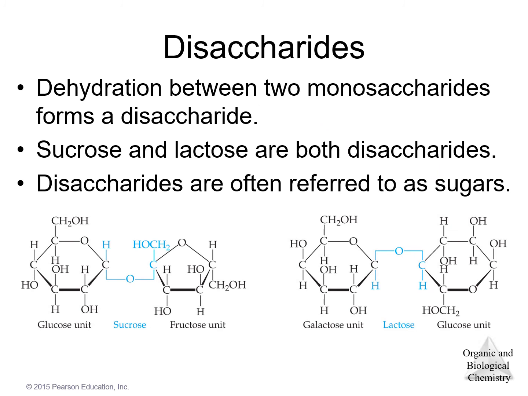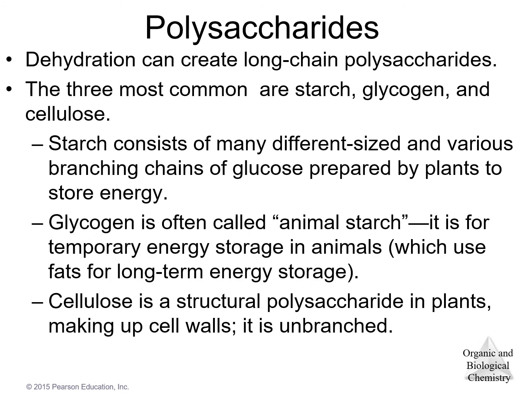You got disaccharides, and that's dehydration between two monosaccharides creates a disaccharide. So sucrose and lactose are disaccharides. Now, disaccharides are often referred to as sugars. And like I said, we talked about this a lot in detail in biochem. Now you got polysaccharides, and if you dehydrate more, you can make these long chains. You got starch, glycogen, cellulose.